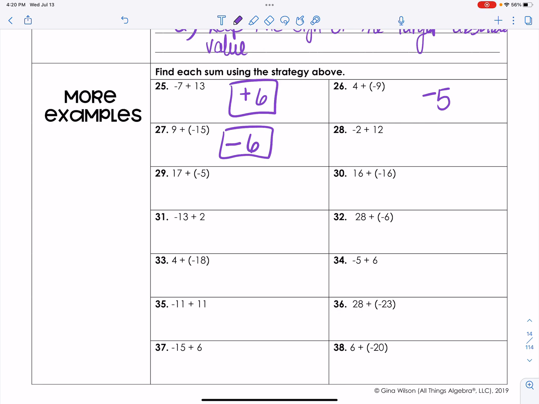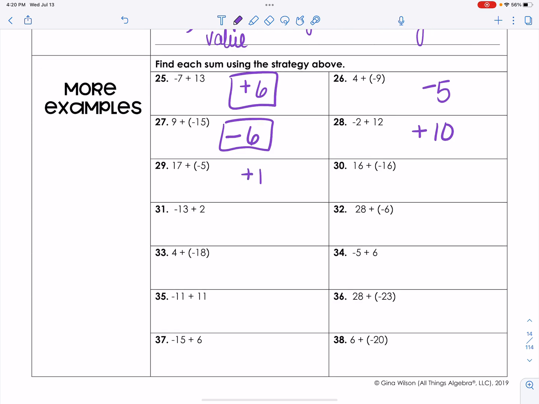If I look at 28, there's going to be more yellow chips. There's 12 of them, and then I zero pair 2 of them. I subtract 2 out and I get 10. Same thing on the next one, 17. There's more positive chips and I'm taking 5 of them out, so my answer is 12. And here, they're the same number of reds and yellows. They're all 0 pairs, so my answer is 0.